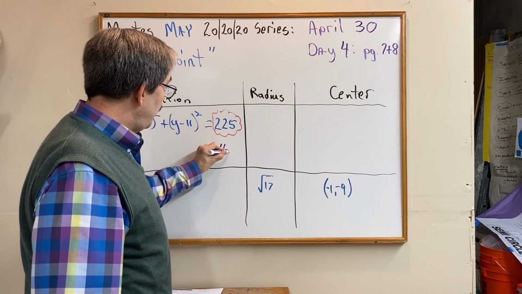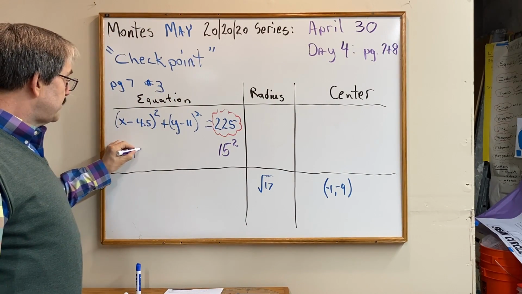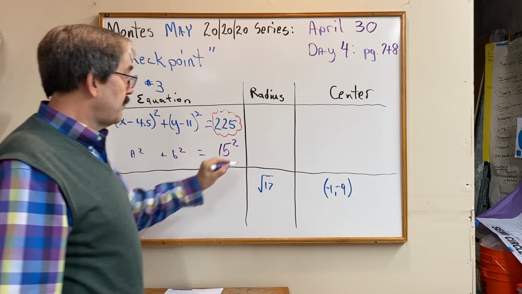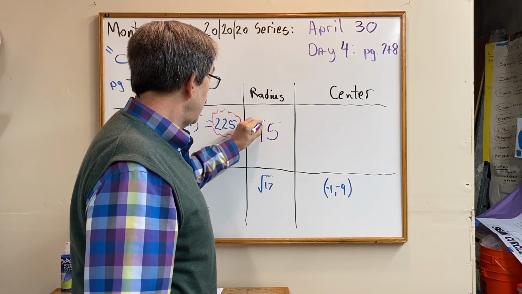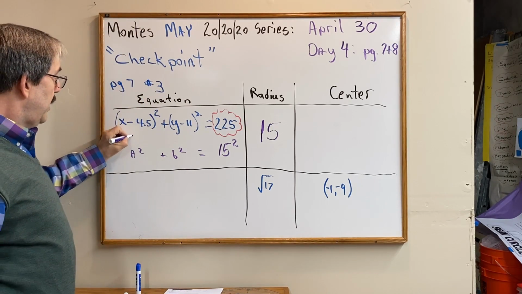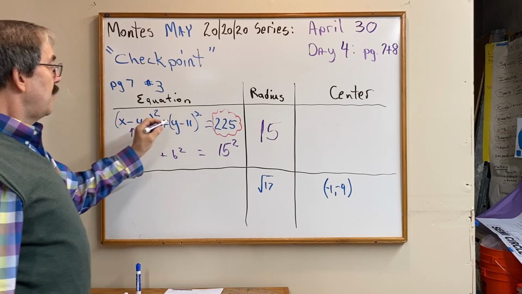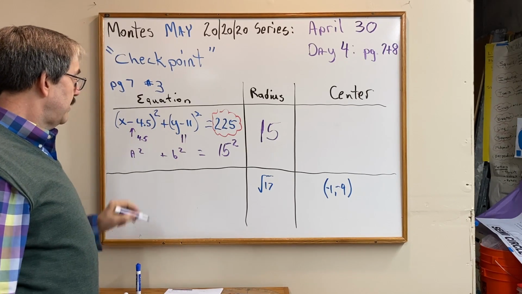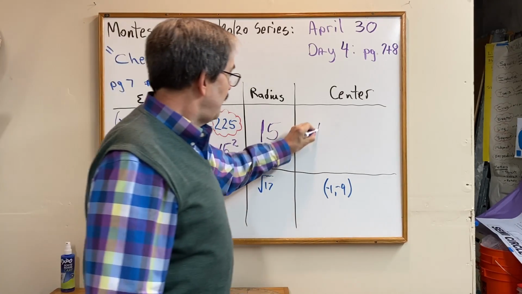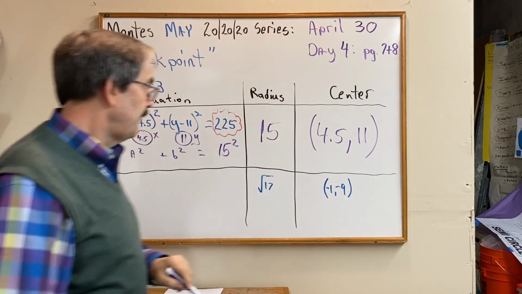15. So 15 squared. Remember Pythagoras? A squared plus b squared equals the radius squared. 15. Now, look at the equation and read it. X minus 4.5, y minus 11. There it is. There's your x. There's your y. 4.5, comma, 11.